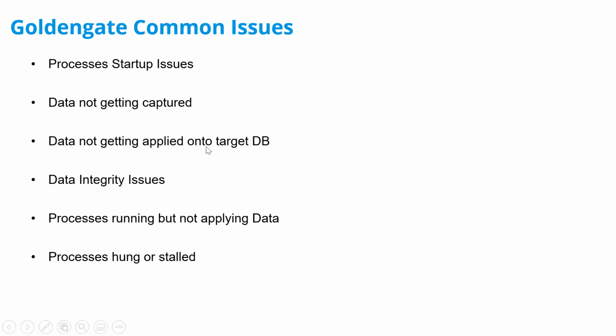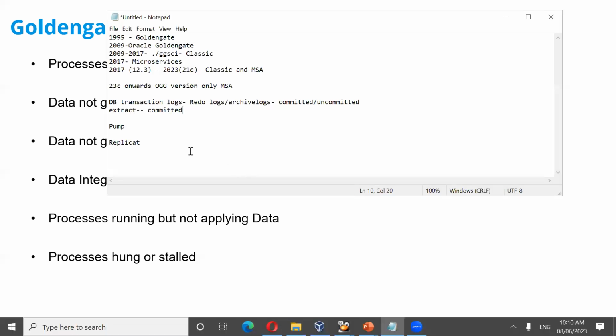Data not getting captured and data not getting applied are two different things. Each process is individual in Oracle GoldenGate. Data not getting captured means it's an issue at the extract side. Data not getting applied means it's an issue at the replicate side. Extract and pump might have done their work, but replicate is not able to apply the data to the target database. So you have to find out where the real issue is, whether at the extract, pump or replicate level.